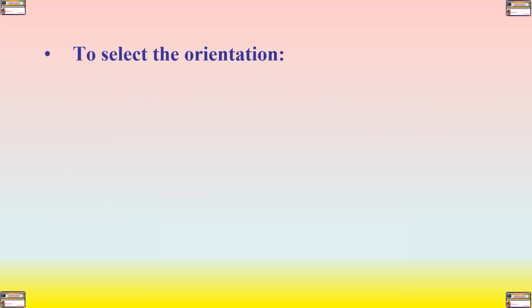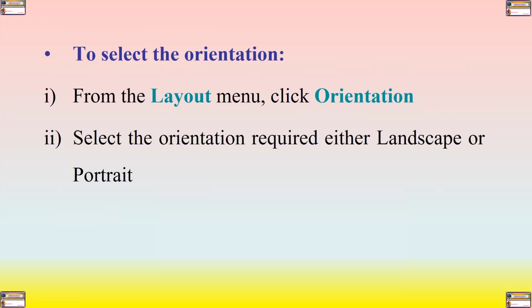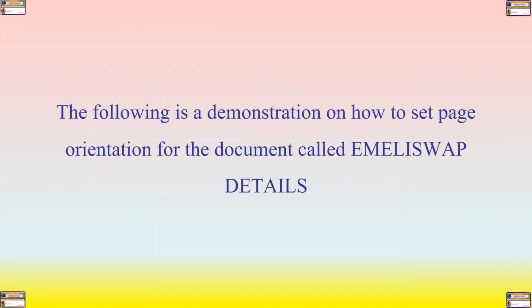So to select the orientation from the layout menu, you click orientation. Then you select the orientation that you require, either landscape or portrait. So the following is a demonstration on how to set page orientation for our document called Emily Swap Details.